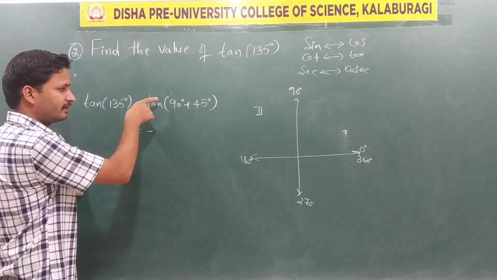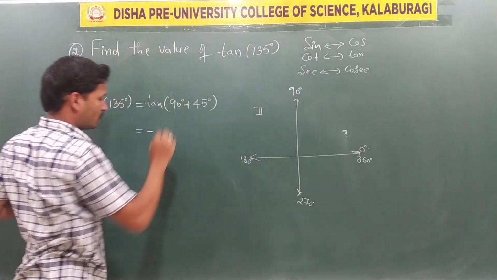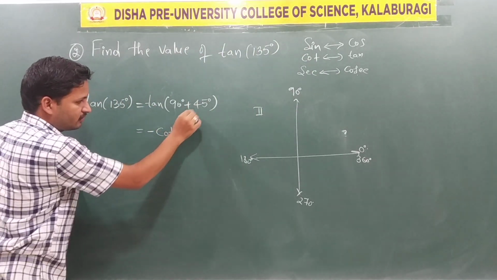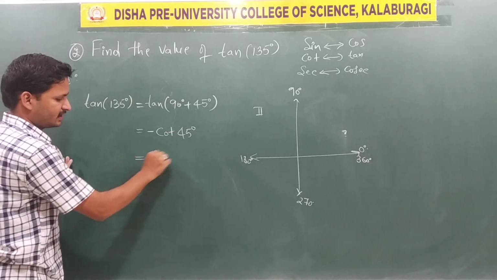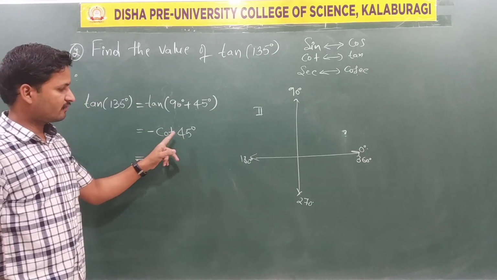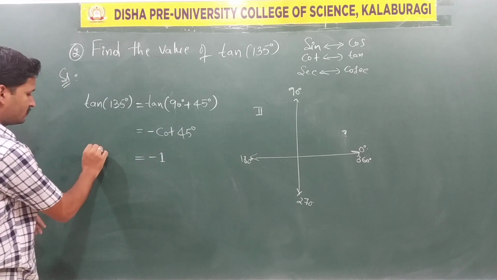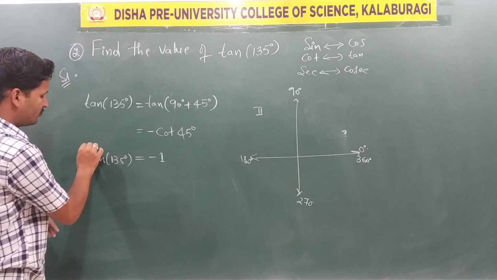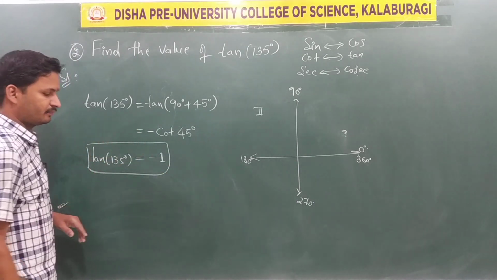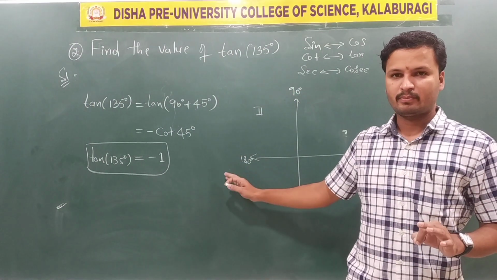90 degree is there, so definitely the tan ratio changes to cot. So cot of angle 45 degree is there, right? Which equals minus, keep as it is. So cot 45 degree value is 1. So tan of 135 degree is equal to minus 1. Tan of 135 degree is equal to minus 1.